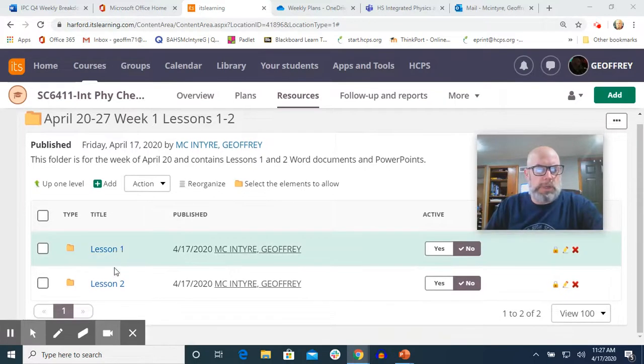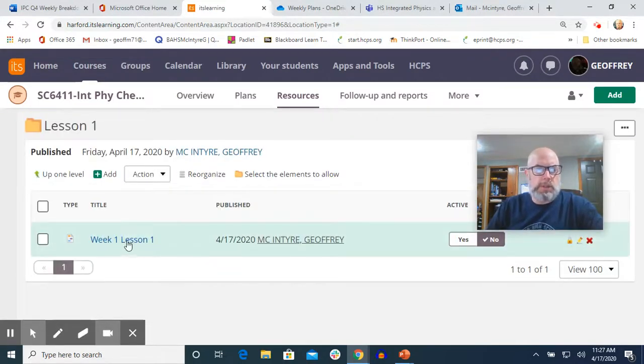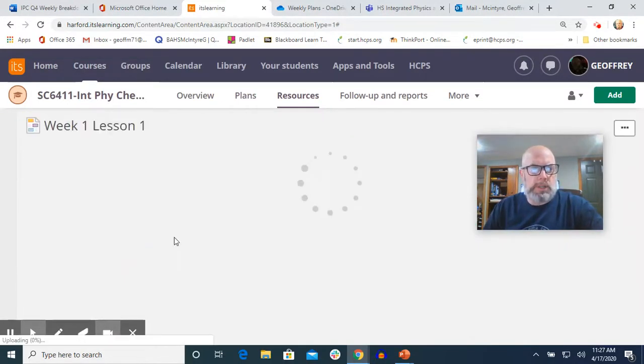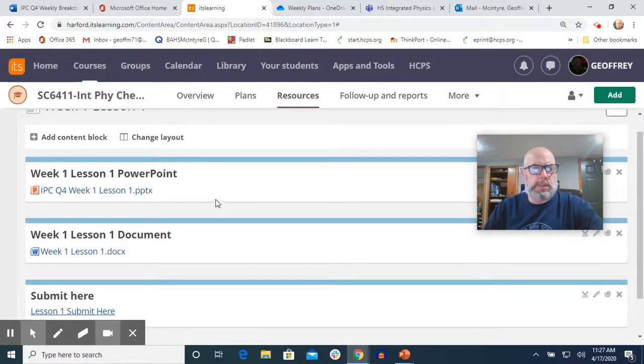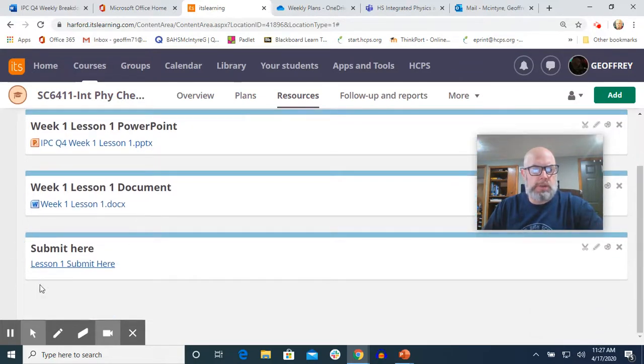So there's lesson 1 and lesson 2. These are both inside of week 1. So lesson 1 has week 1, lesson 1 inside it again. And that's just so these can be all 3 nested together. So there's the week 1, lesson 1 slideshow, week 1, lesson 1 document, and then here's where you're going to submit your lesson 1 assignment.